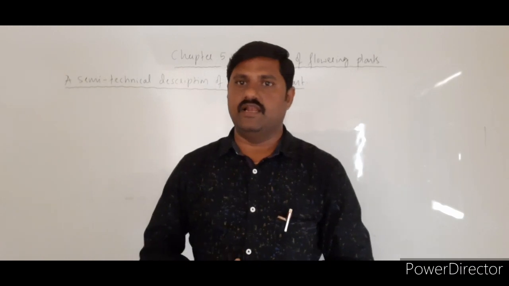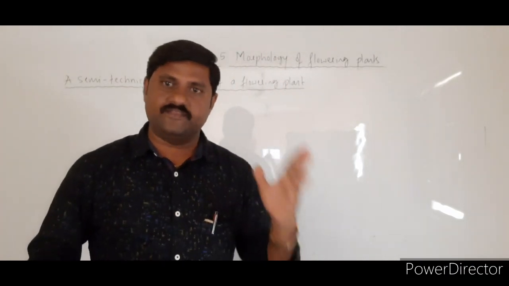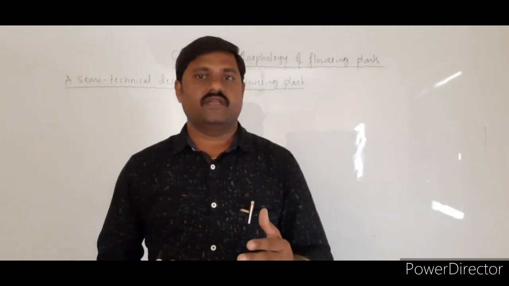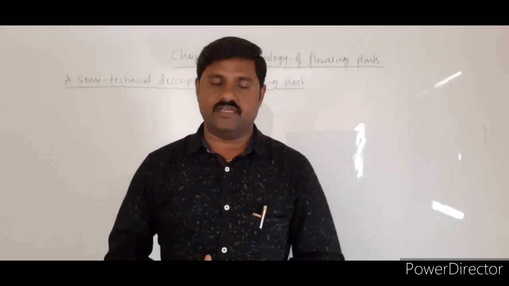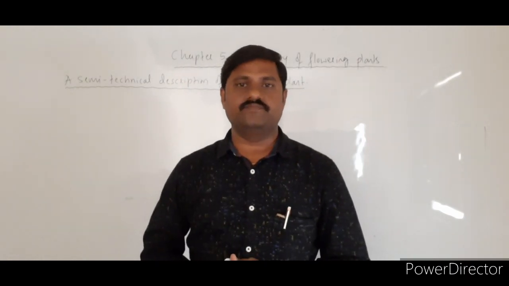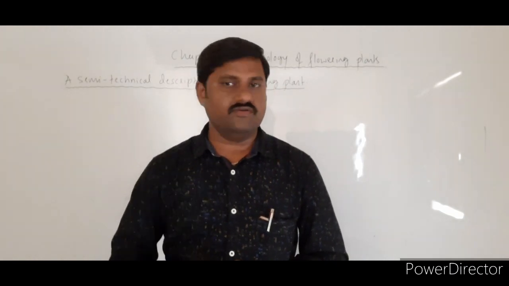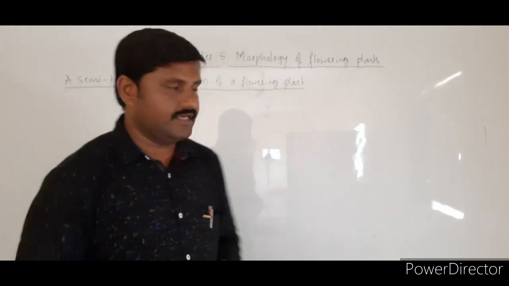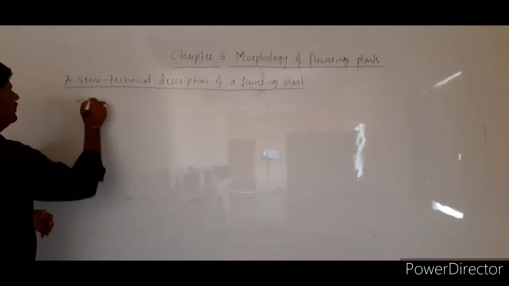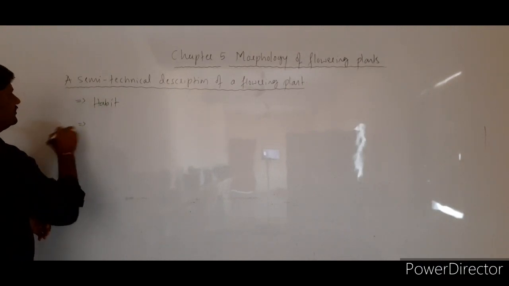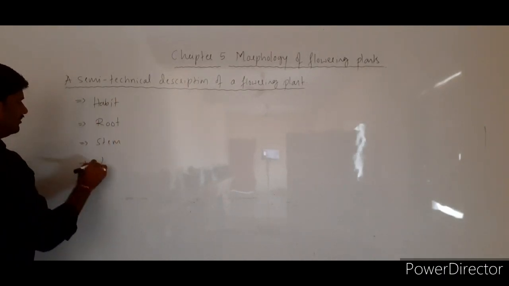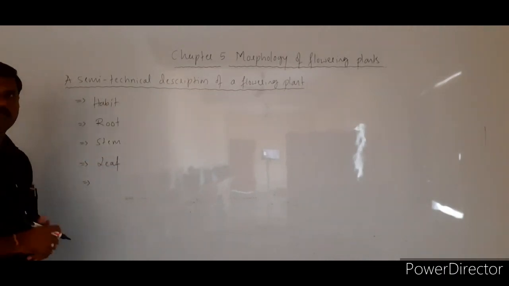And this semi-technical description always starts from the habit of the plant, right? What is the habit of the plant? I will explain. After that, root system, stem and their modifications, leaf and their modifications, and the floral parts that we study. All these are the things that we are going to describe one by one with the help of the terms we have studied. So let's start with the semi-technical description of a flowering plant. It always starts from the habit of the plant, and after that, how the root system is, how the stem is in those plants, and how the leaf is, whether the leaves are simple or compound, right?